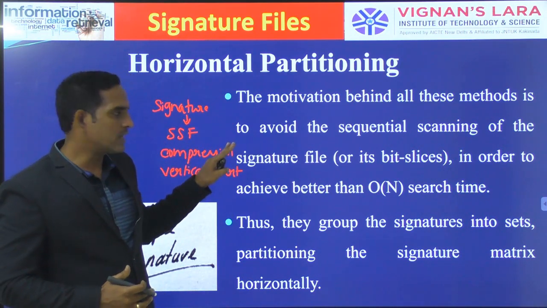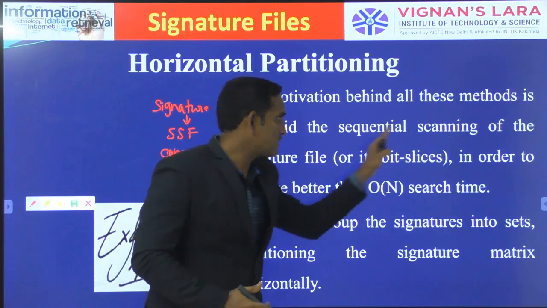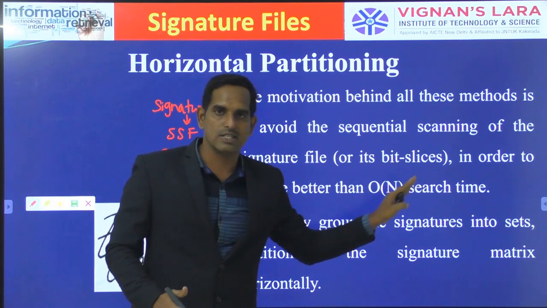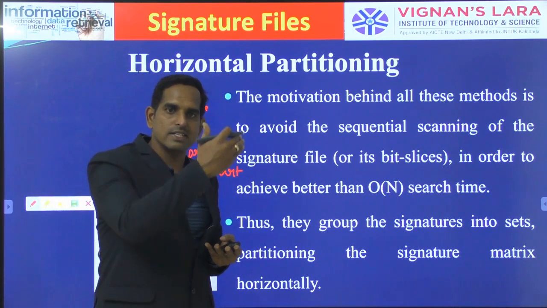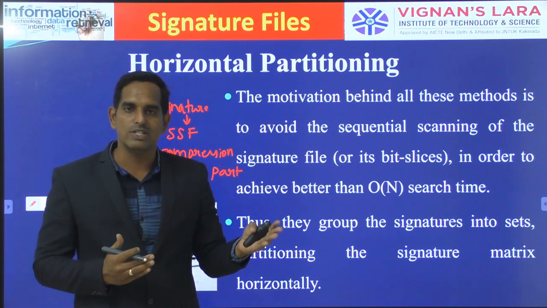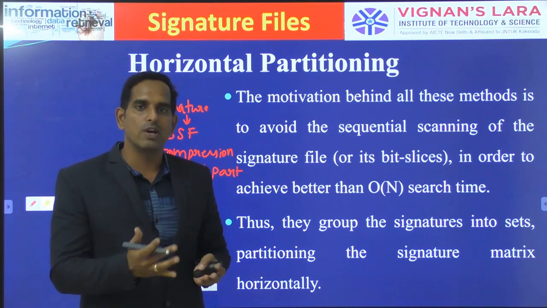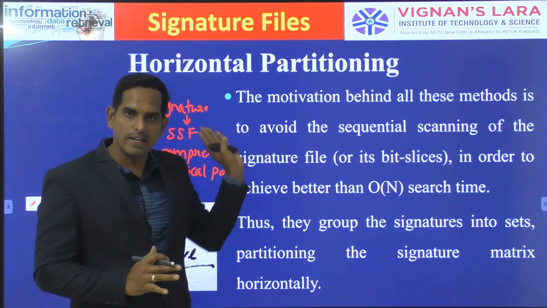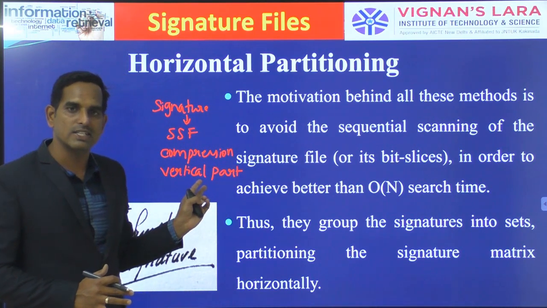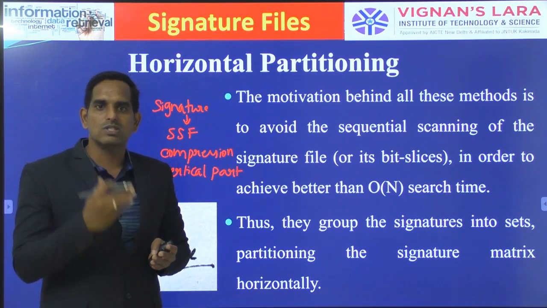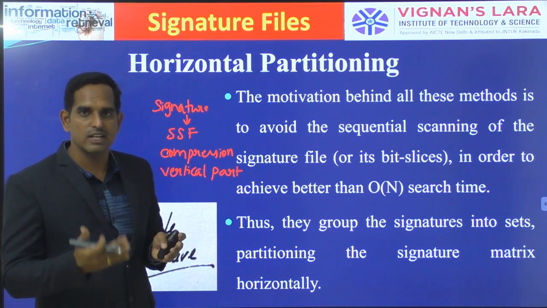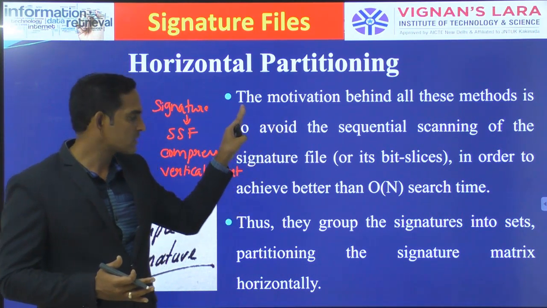But what you are trying to do in the horizontal method is avoid the sequential scanning of your signature file in order to achieve better search time. That is, you will not be searching each and every signature one by one, sequentially. Instead of searching sequentially, we will go about a different technique. In all the techniques you have seen, the sequential signature file, the compression techniques, and vertical partitioning, you search your signatures in the signature file in a sequential fashion. We are going to avoid that sequential search in horizontal partitioning.